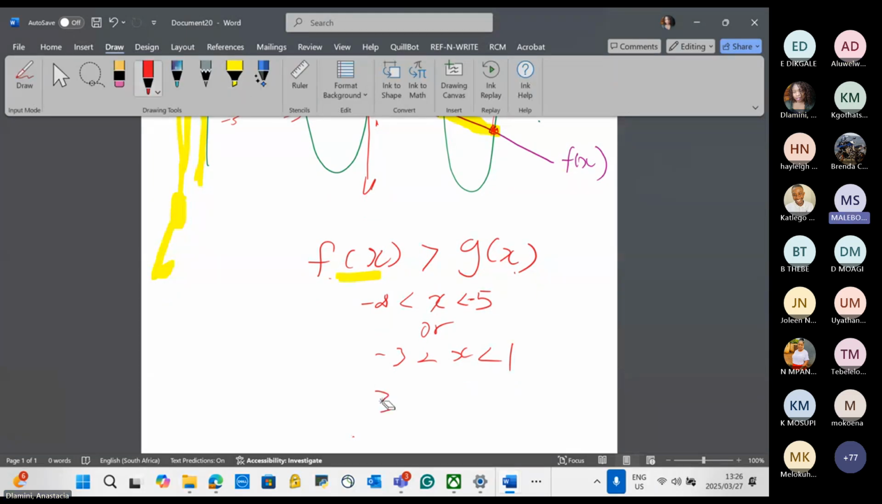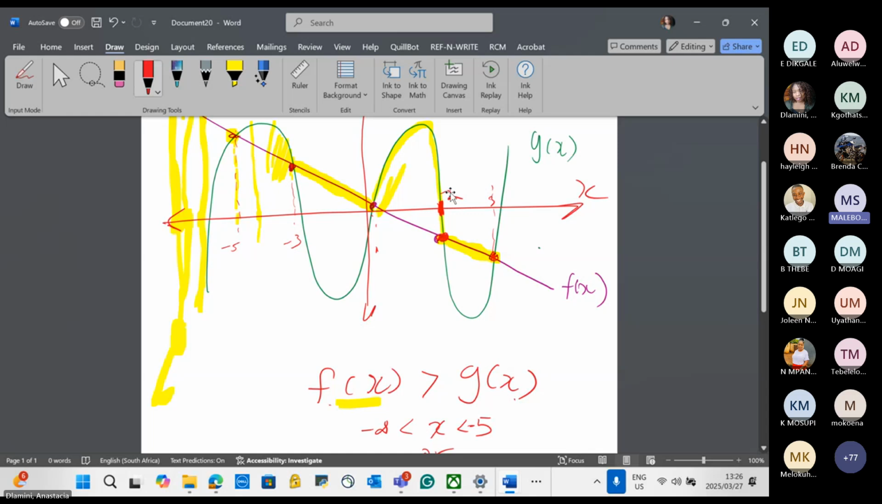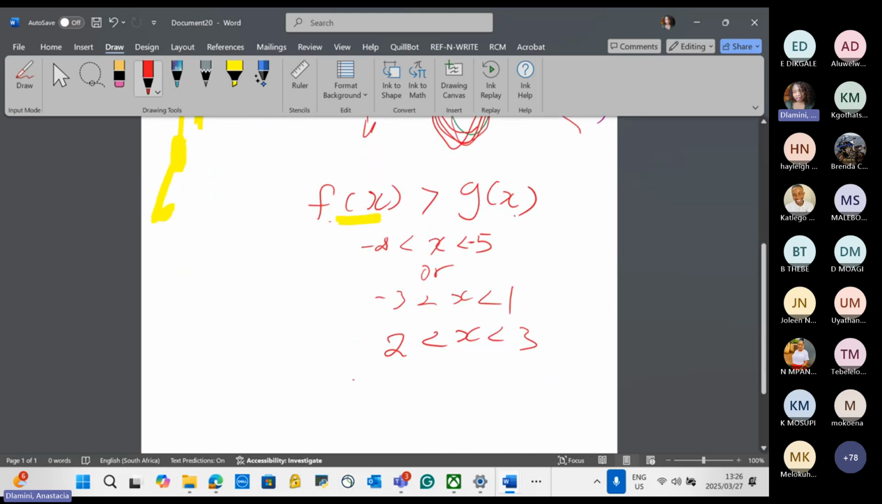Yes, ma'am. But ma'am, if I may ask, between 2 and 3, isn't g of x greater? Oh no, it's not greater. I thought it's greater. No, sorry. Thank you. Do you see where g of x is? Is here. After that, g of x is always on top here, and then f of x is at the bottom there. That's where you stop. Like this.